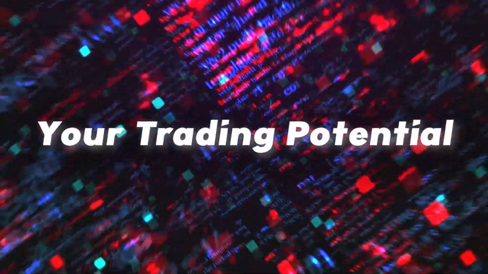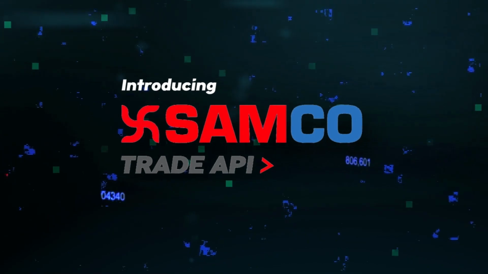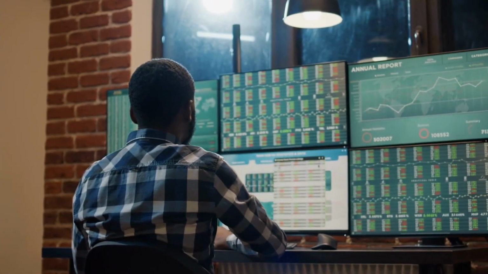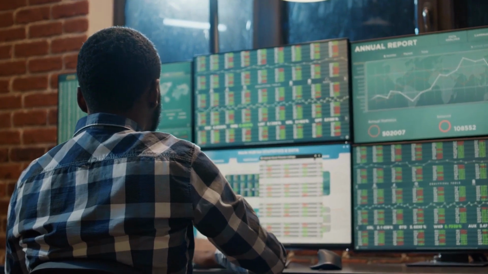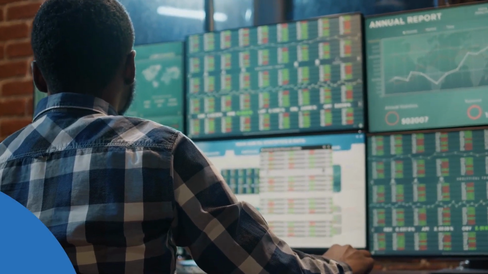Welcome to the evolution of smart trading. Introducing Samco Trade API. Samco Trade API allows you to seamlessly and conveniently integrate your trading strategies with our platform. Enjoy trading at zero charge.